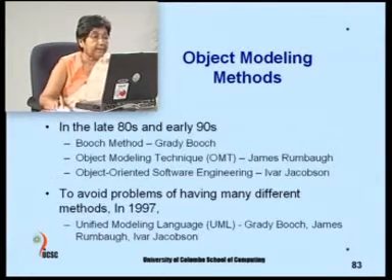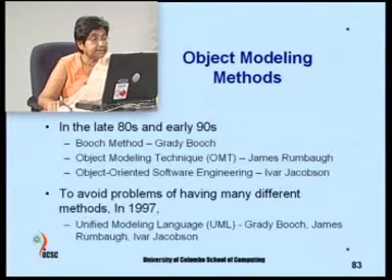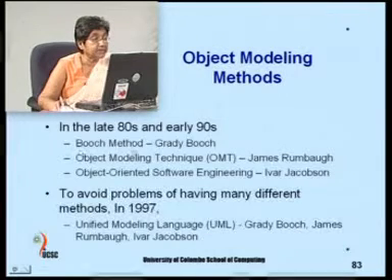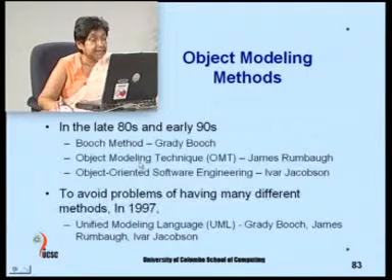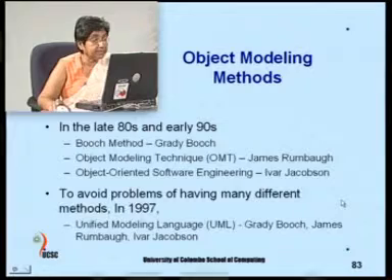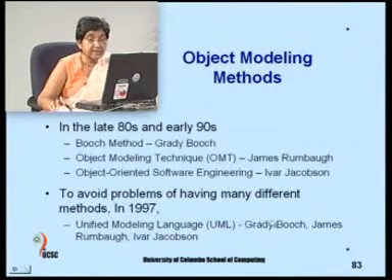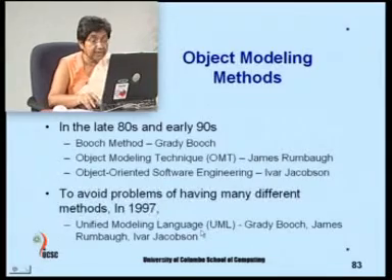So, the notations that we use to depict data flow diagrams and entity relationship diagrams cannot be used for object modeling. In the late 80s and in the early 90s, there was a method introduced by Grady Booch called the Booch method. Then we had James Rumbaugh introducing object modeling techniques, then object oriented software engineering methods. So, to avoid problems of having many different methods, in 1997 they merged all these methodologies and arrived at the Unified Modeling Language, or what you call UML.